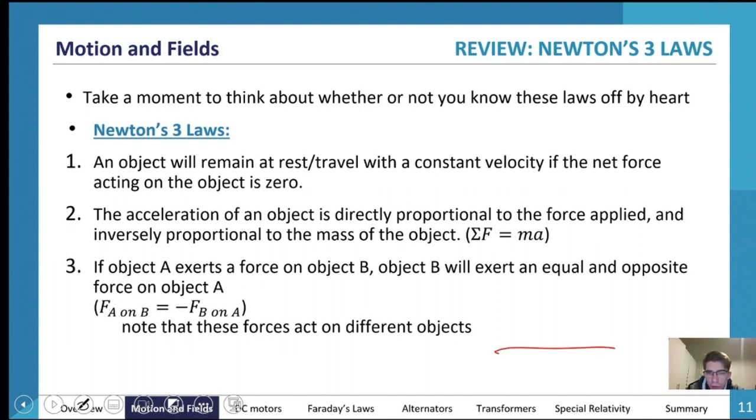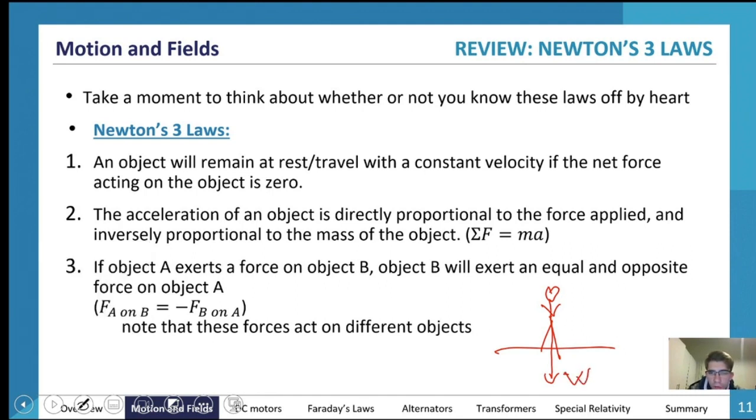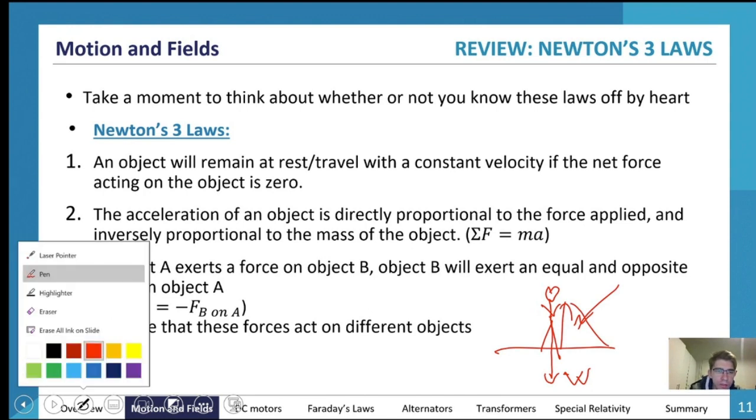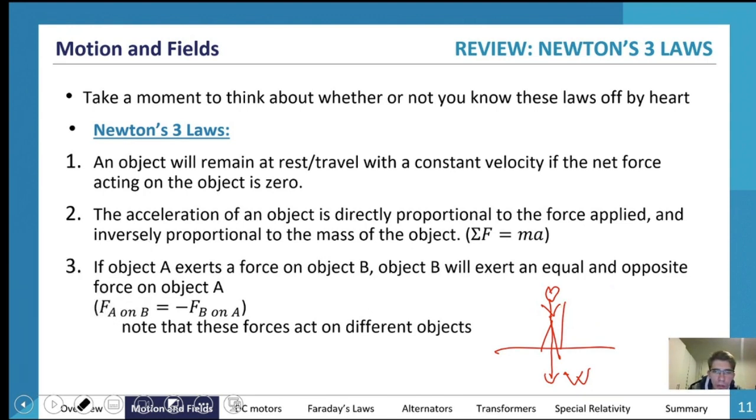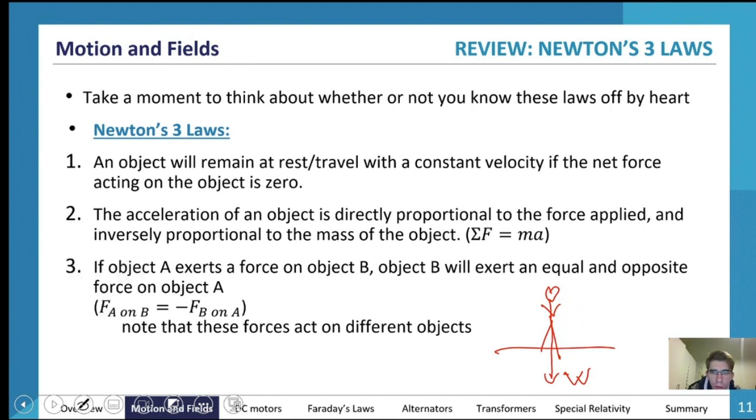If you are standing on the ground and there is a weight force acting on you, if I were to ask you, and stop and think for a minute, what is the reaction force of the weight force? A lot of you would say, oh, it's the normal force. And that is the wrong answer. The reaction force of the weight force on you is also a weight force. It's the weight force that you apply on the earth upwards.